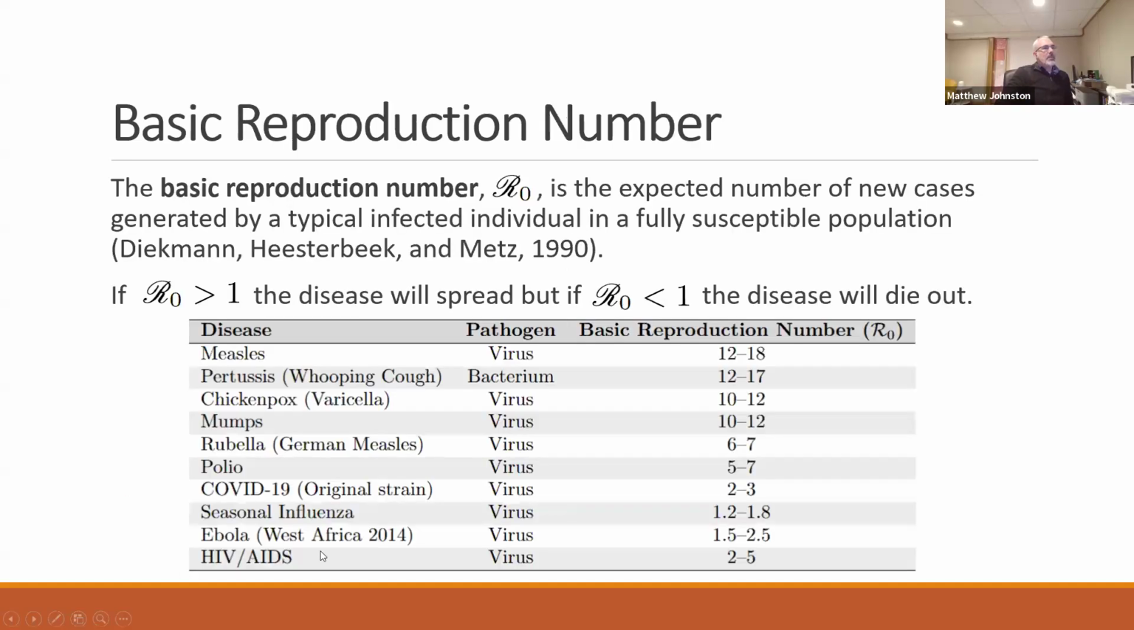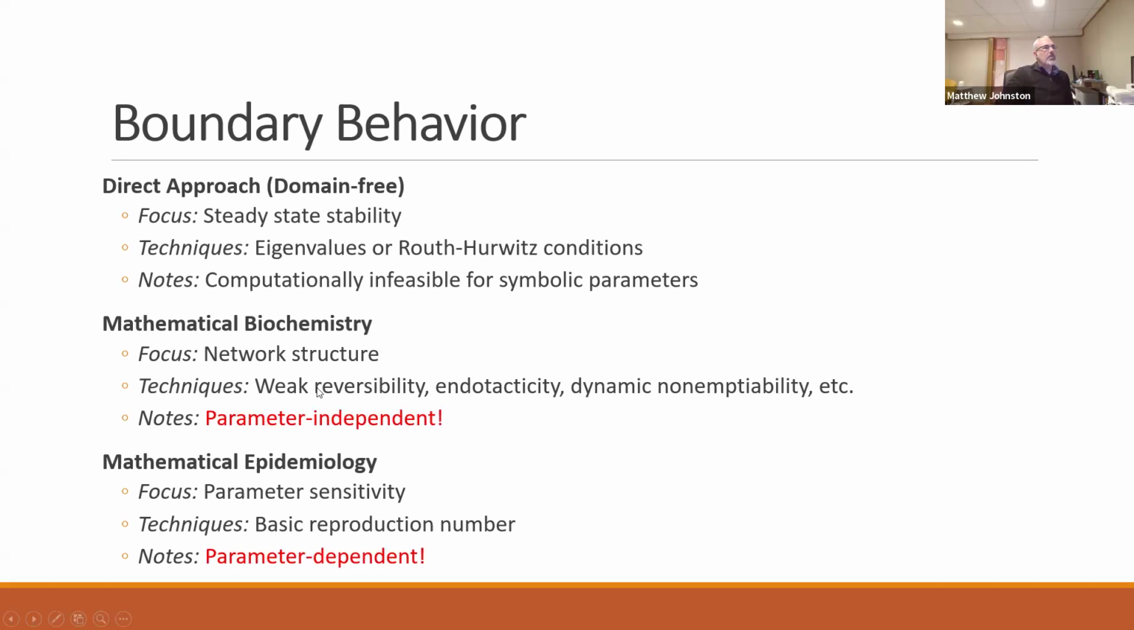Very different approaches here, right? So the biochemistry focuses on the structure, says, I want this to hold for all parameter values. Doesn't matter what parameter values. That's the way that we get rid of all this dependence on the symbolic parameters. In epidemiology, we take those parameter values and we find the bifurcation threshold value, the heavily parameter-dependent basic reproduction number that tells us is the disease going to survive or not. It's a very different approach, and for that reason, there hasn't been a lot of interplay here.